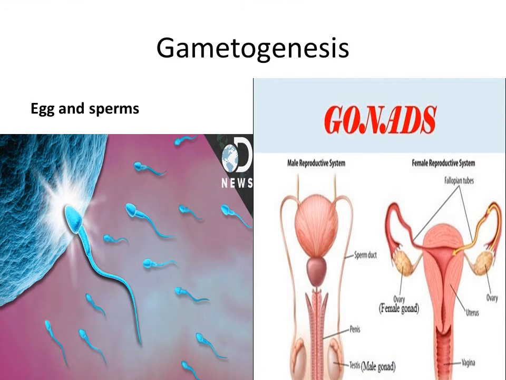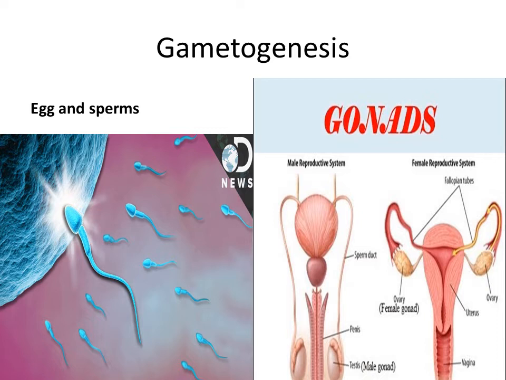Discuss about gametogenesis. The formation of gametes is called gametogenesis. In this process, diploid gamete mother cells undergo meiosis and form haploid gametes. The male and female gametes, that are sperms and egg cells or ova, are produced in specialized organs called gonads. Male gonads are called testes, while female gonads are called ovaries.